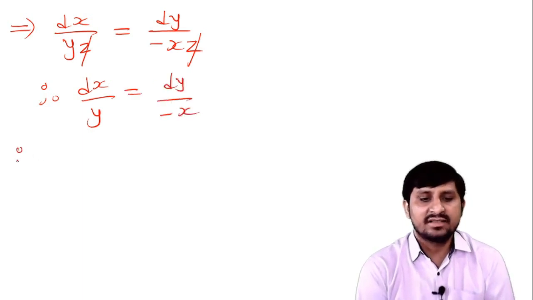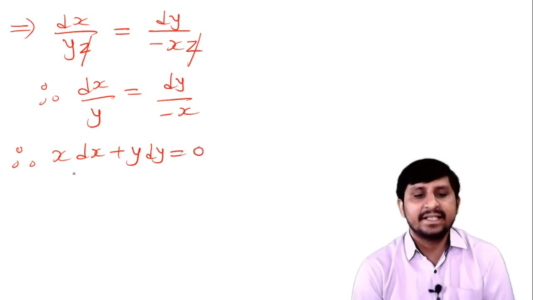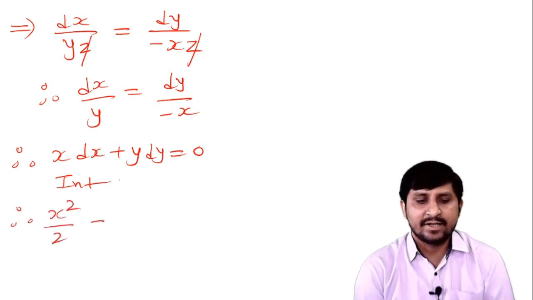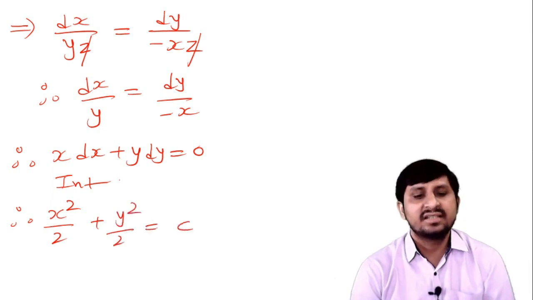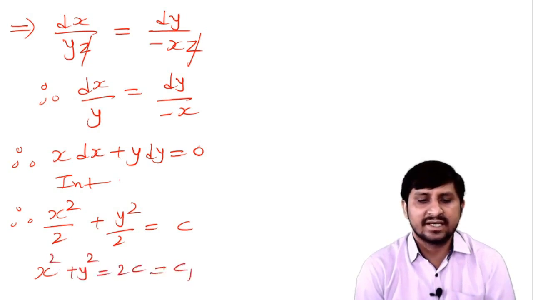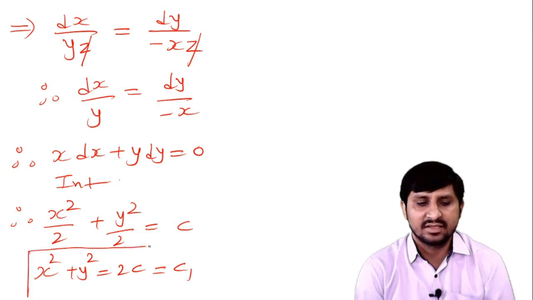And now from this equation I can write x dx plus y dy is equal to 0, and now you can easily integrate. So the first solution I will get is x square by 2 plus y square by 2 is equal to some constant c, and so I can write x square plus y square is equal to 2c, call it c1. So this is my first independent solution.